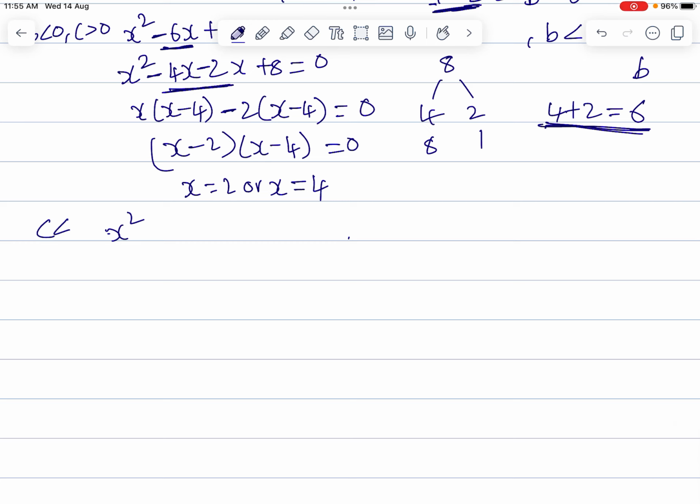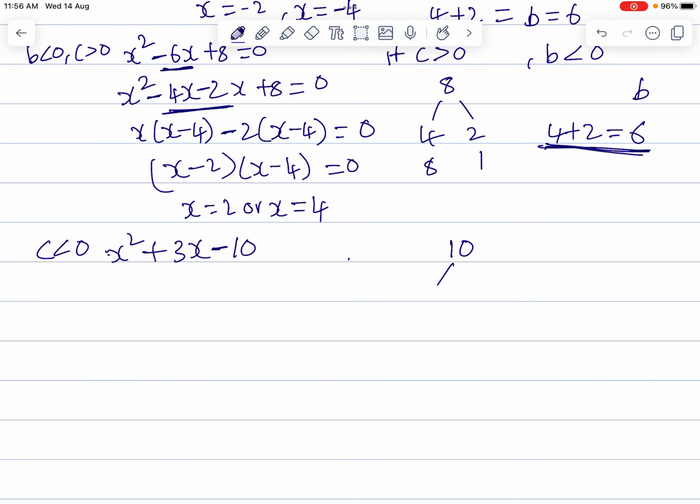So now we will see the case where c is negative. Okay, x square plus 3x, and I am taking minus 10. In this case also, we write the factors of 10: 5 twos are 10, or 10 ones are 10.